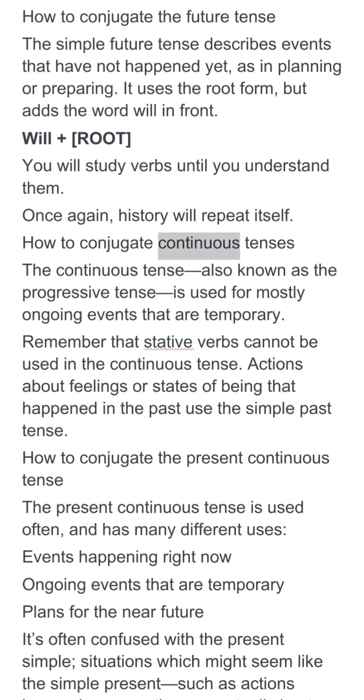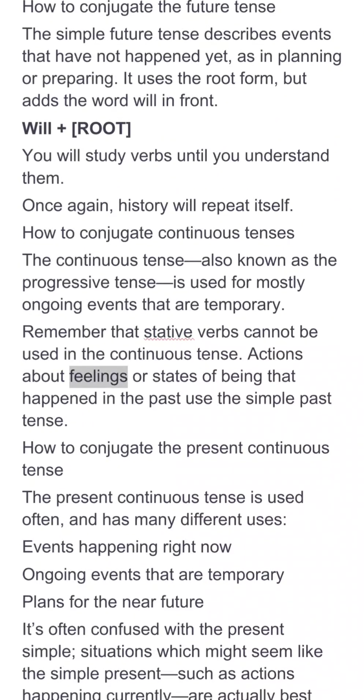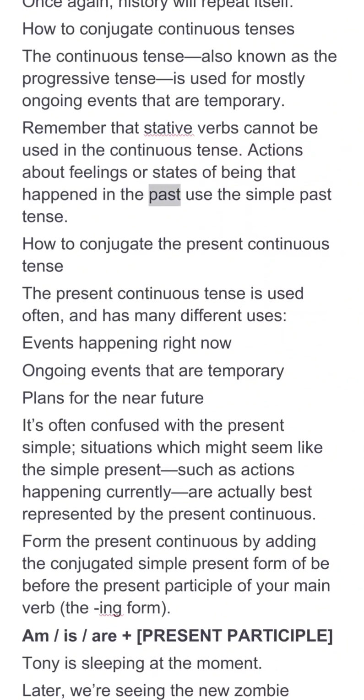How to conjugate continuous tenses. The continuous tense, also known as the progressive tense, is used for mostly ongoing events that are temporary. Remember that stative verbs cannot be used in the continuous tense. Actions about feelings or states of being that happened in the past use the simple past tense.